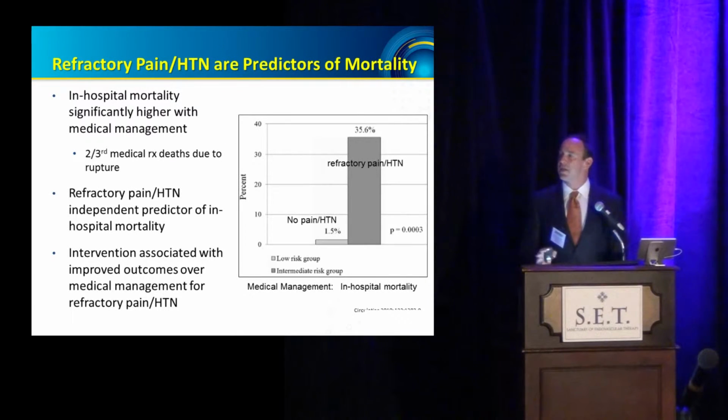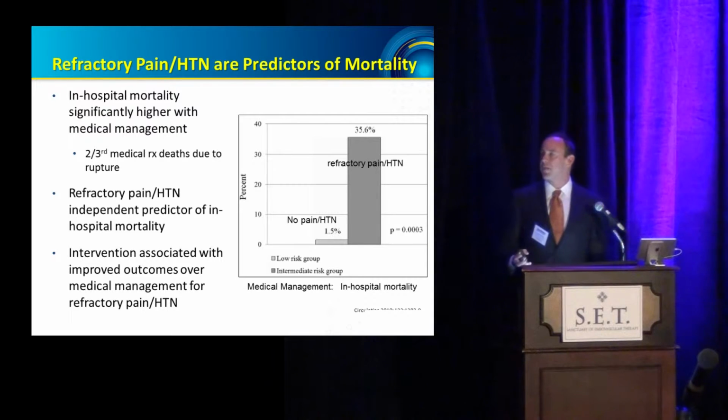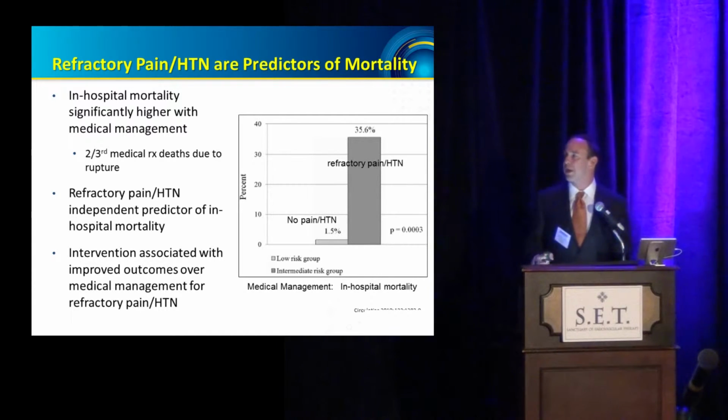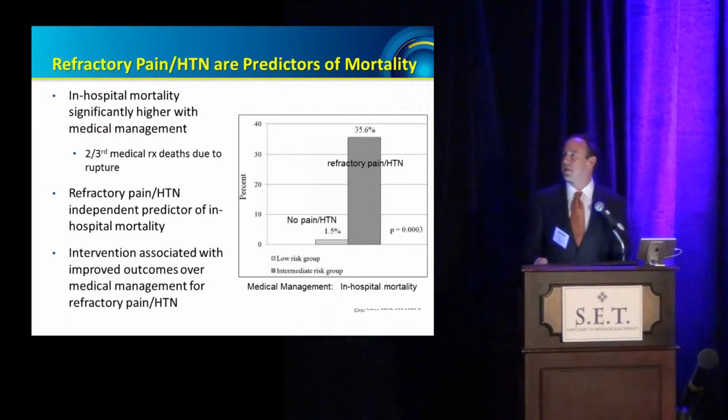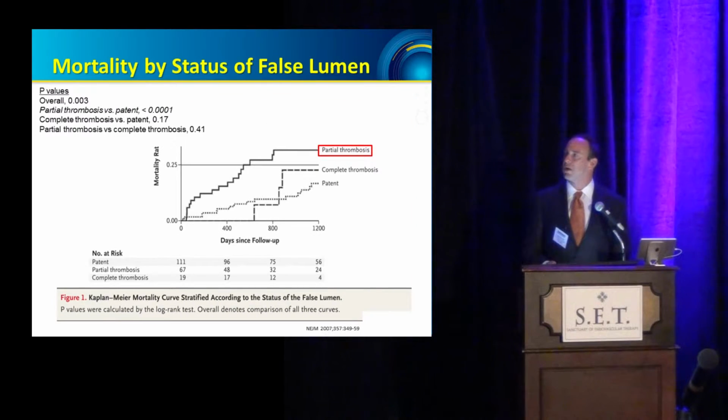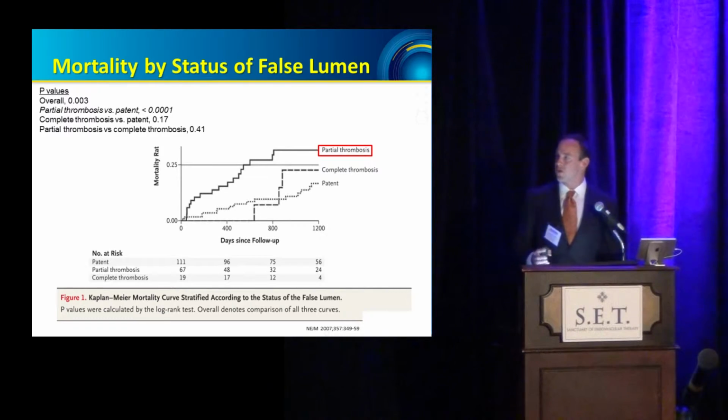If you take a look at those patients who present with pain or refractory pain and hypertension compared to those who have no pain or hypertension on discharge, you can see that there's a significant difference in overall mortality between the two groups. Furthermore, if you take a look at mortality by status of the false lumen, you can see here that those patients with either partial thrombosis or complete thrombosis really have a higher risk of mortality compared to those patients who have a patent false lumen.